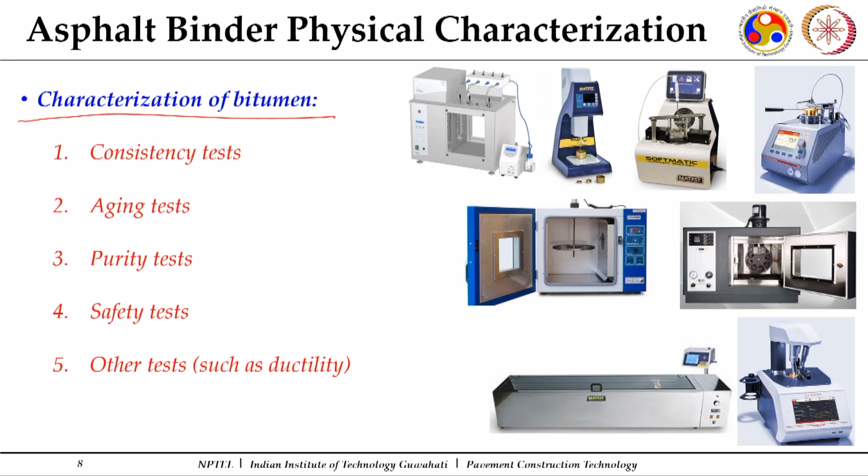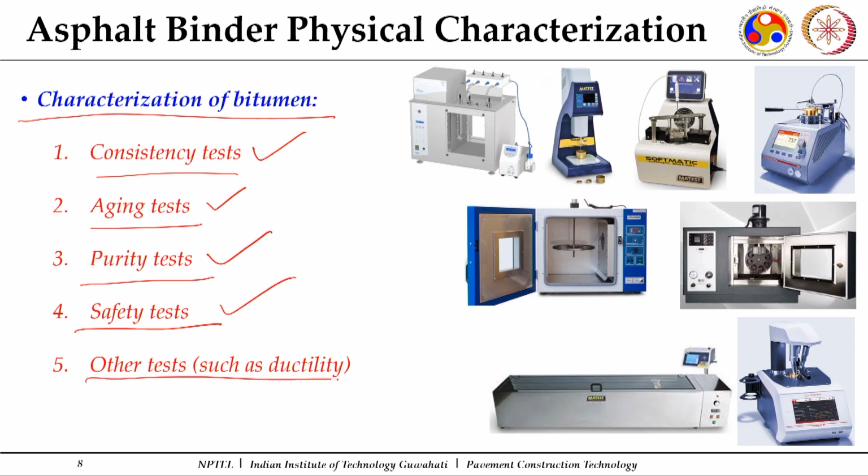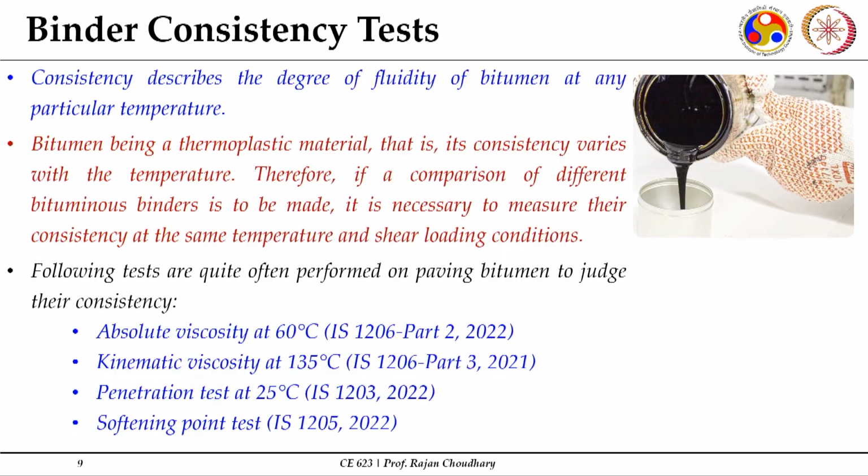for our road construction purposes. There is one category which falls under the consistency test, the second category is the aging test, third is the purity test, fourth is the safety test, and there are a few other tests which are also advised while judging the suitability of bitumen for road construction. We will discuss them one by one.